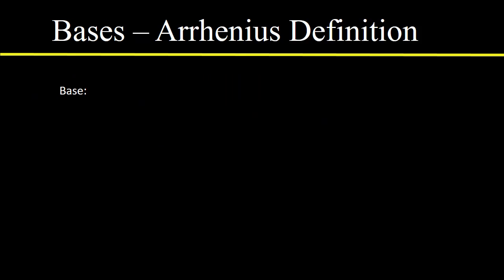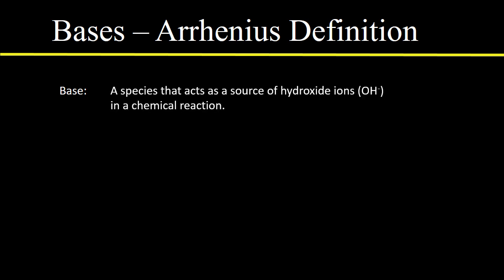All right. And bases. The Arrhenius definition for bases is very similar to that for acids. These are things that dissolve in water and act as a source of hydroxide ions. Hydroxide is the key to being a base in the Arrhenius definition. Examples are things like sodium hydroxide and potassium hydroxide.